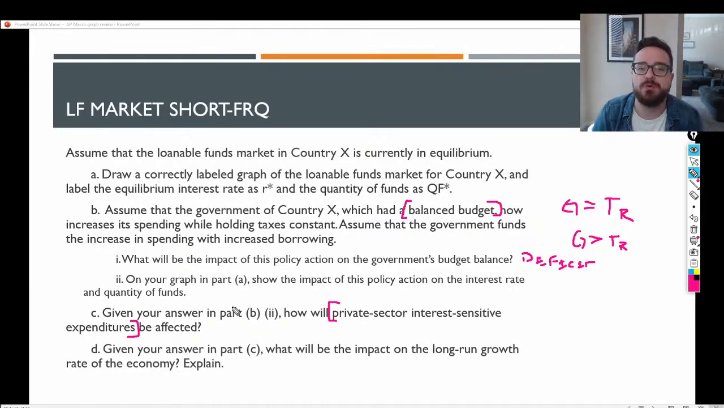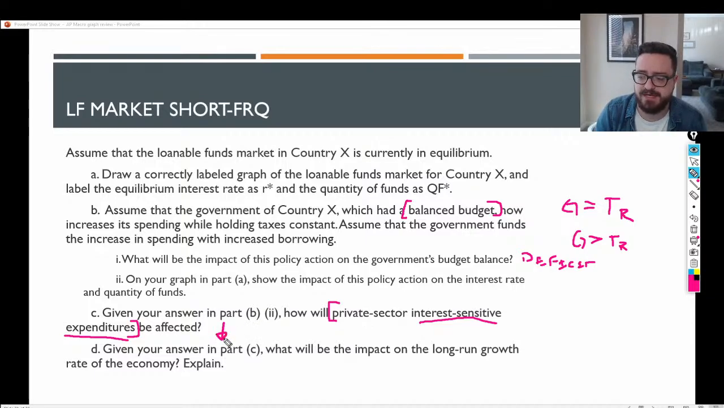It's trying to freak you out. Don't be freaked out by it. If it says interest-sensitive expenditures, that's spending. Interest-sensitive means it's spending that's affected by interest rates. If interest rates went up, every type of spending that's affected by interest rates would go down. We just did that in the last question.